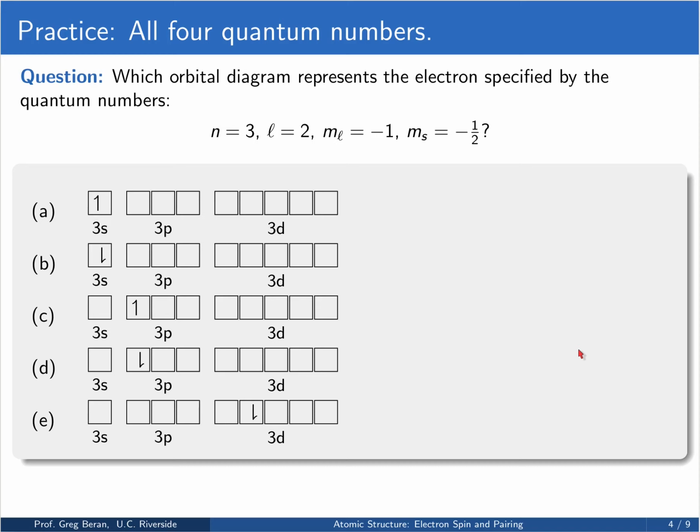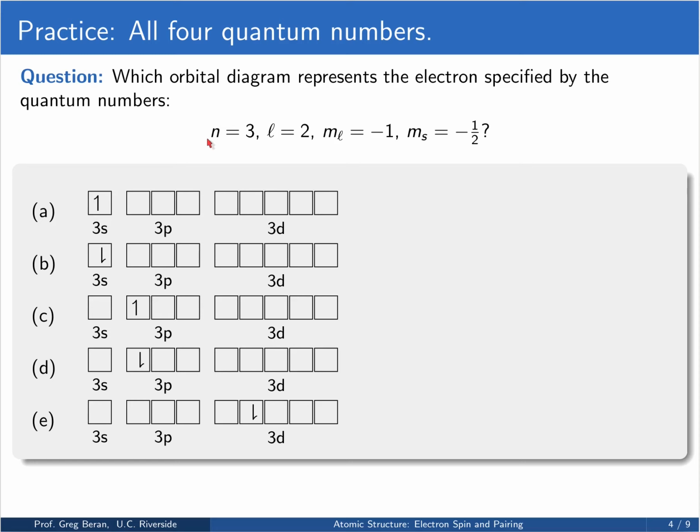Let's do another practice. Which of the following orbital diagrams represents the electron specified by the quantum numbers n equals 3, L equals 2, m sub L equals minus 1, and m sub s equals minus a half? Pause the video, attempt the solution, and hit play when you're ready to hear it.